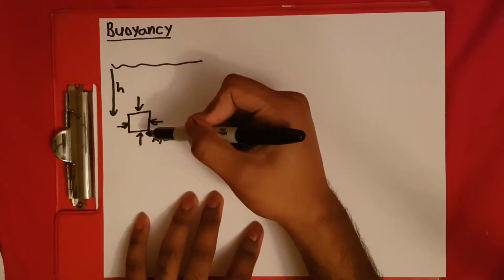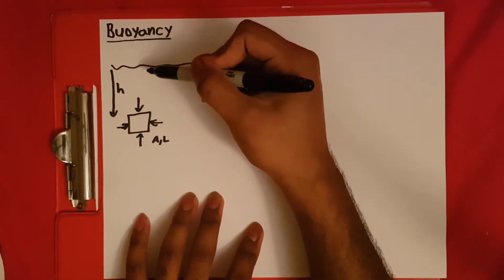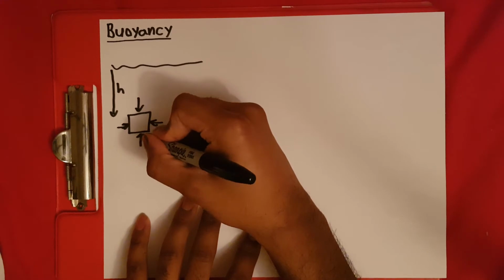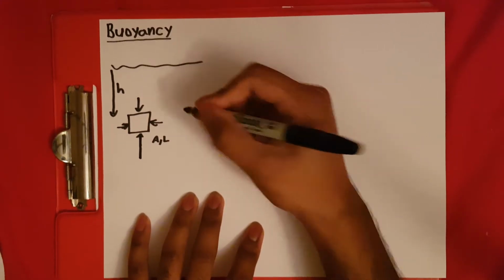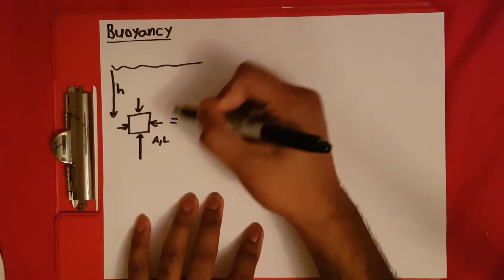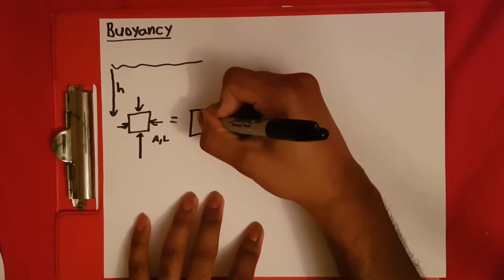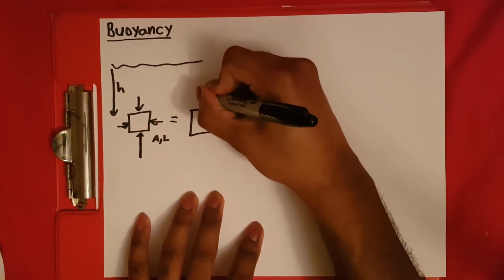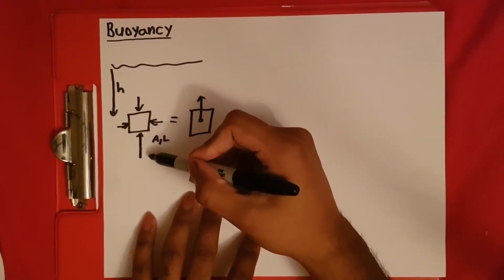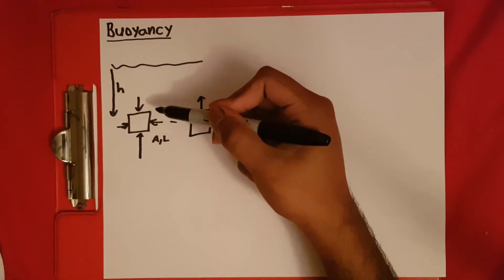And for these up and down forces, like I said earlier, it gets stronger the deeper you get. So this bottom force is actually much stronger. And so you could say the net equivalent on this block is just one upward force, because the one pointing up is stronger than the one pointing down.